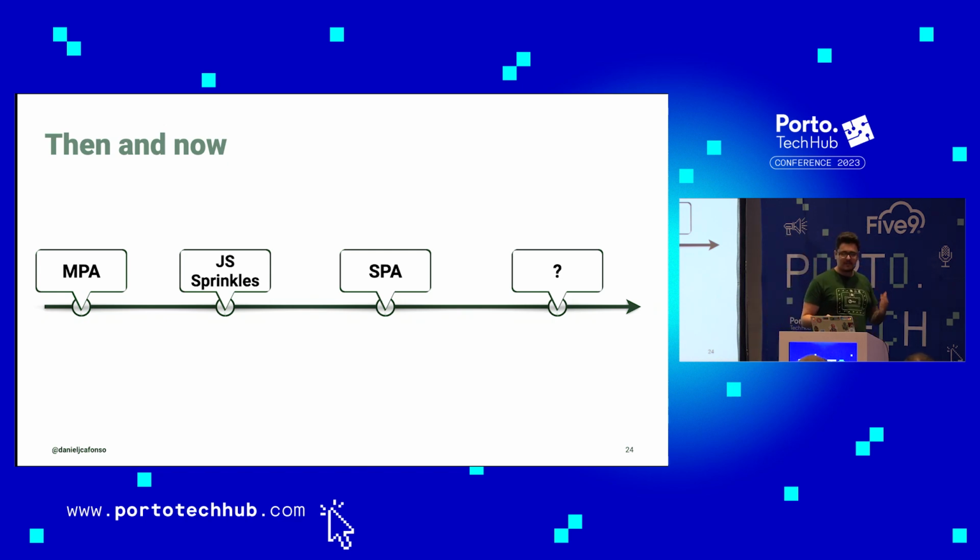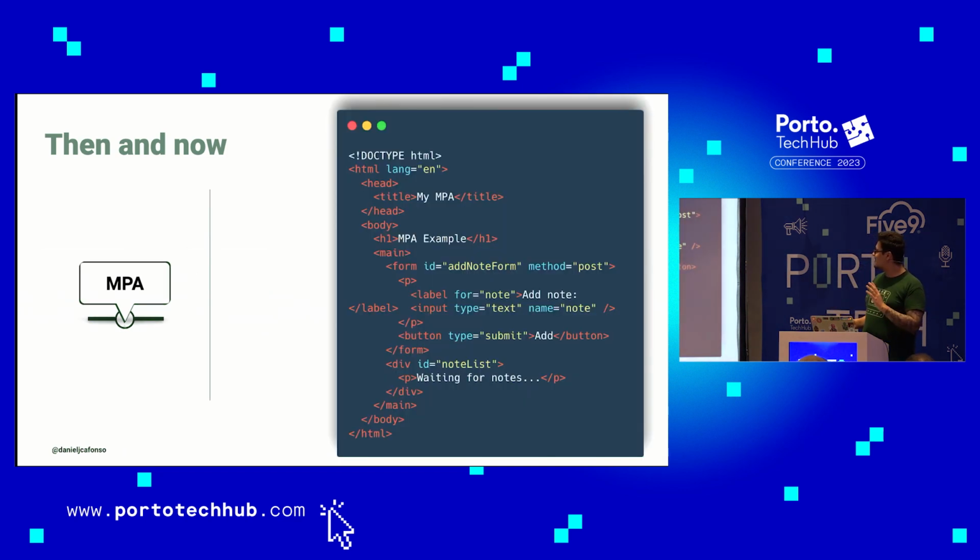Now, for us to understand why we need transitions and why this happens, I have this pretty simple HTML page. So just to recap what we have here, we have an HTML page, title, and body. And in this body, we have pretty much a form that allows you to add notes and list those notes.